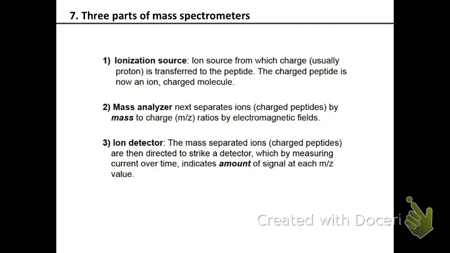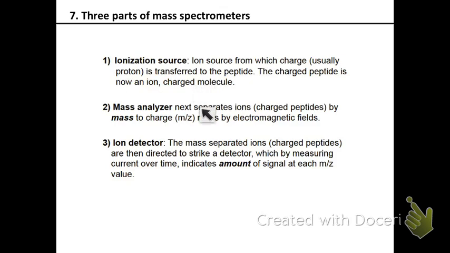What is mass spectrometry? It uses an instrument called a mass spectrometer, and these are made up of 3 components. One is an ionization source. So what it does is it takes peptides, right? A peptide is a long chain of amino acids. And you prepare these peptides so that they don't have charges normally. And then you use this ionization source to transfer a charge, a proton, to the peptide. So the charged peptide is now called an ion because it's a charged molecule.